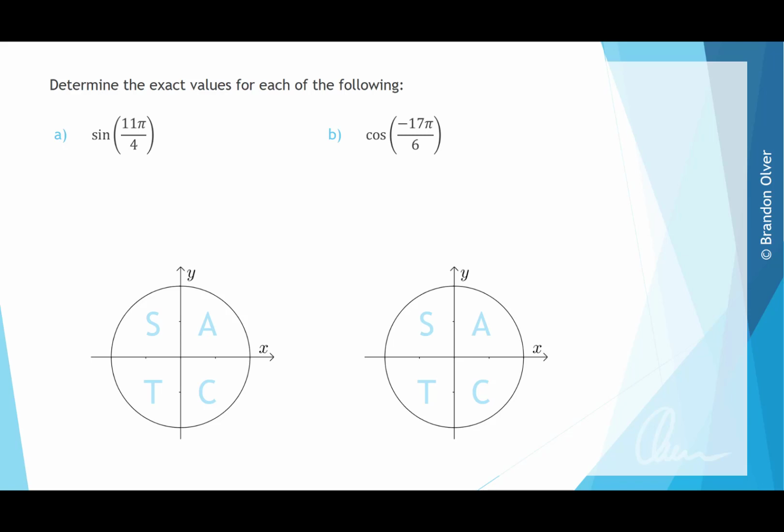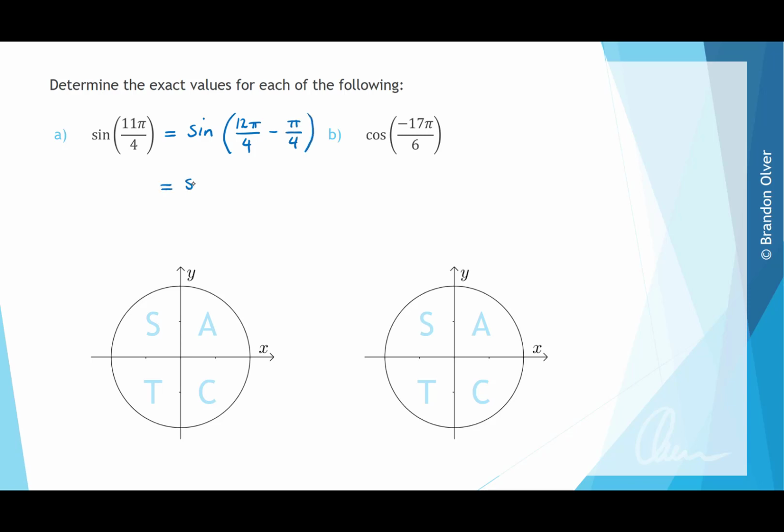Determine the exact values for each of the following. For part A, we want to find the exact value of sine of 11 pi on 4. So 11 pi on 4 has actually gone around the unit circle more than one revolution. So we can write this as sine of 12 pi on 4, which is 3 pi, minus pi on 4.